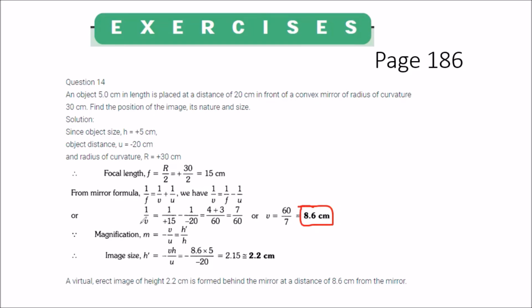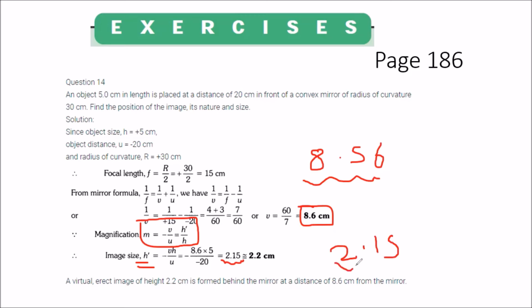Now magnification is basically minus v upon u equals h2 by h1. Now the question says find the height of image also. So on rearranging, we get this, and after substitution we get the answer which comes out to be 2.15. Ideally you should not round it up to 2.2. Even if you leave it at 2.15, this is more than sufficient. Usually whenever you're getting the answer, please get the answer up till 2 digits after decimal. So if it is coming as 8.56, leave it like this only. If it is coming as 2.15, leave it as 2.15 only. There is no harm, and in the end you can write your answer.